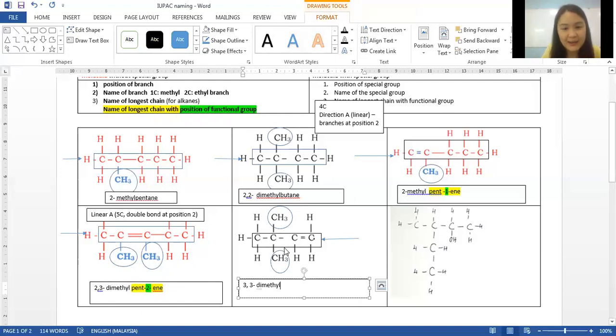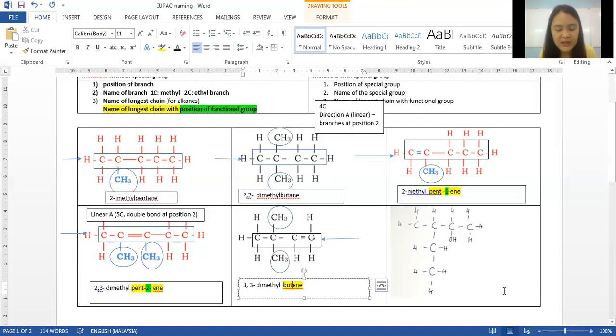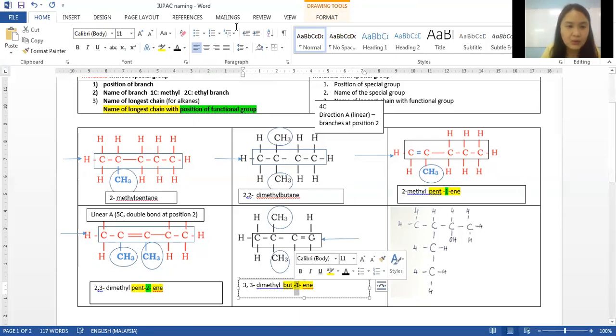Last but not least, the ending name. My longest chain has 4 carbon with a double bond. If you go 4 carbon with a double bond, you will end it with butene, right? But again, because you have a functional group, you need to modify this name by telling us where your "ene", your double bond, is. So to do this, I will make a space in between. According to my reading from direction B linearly, my double bond starts at position 1. So my "ene" begins at position 1. So this is 1, to show the position of my double bond.